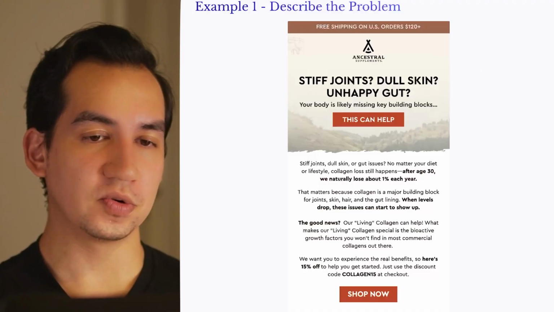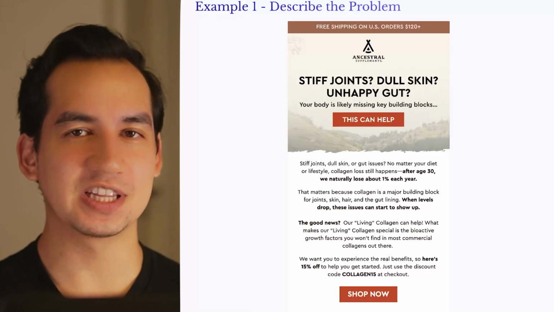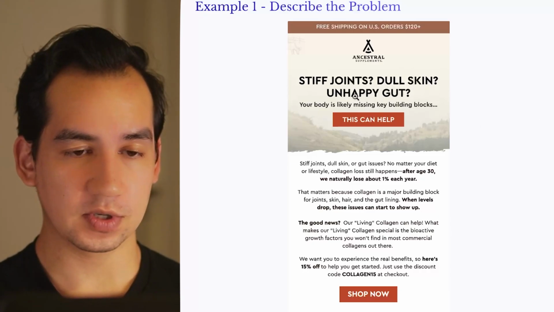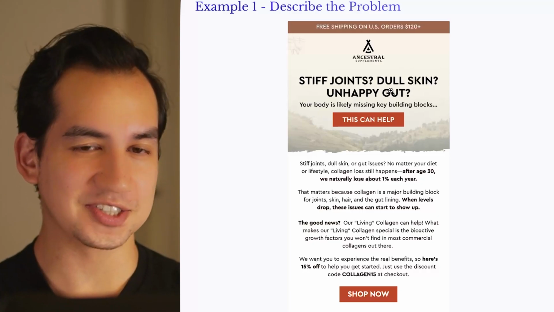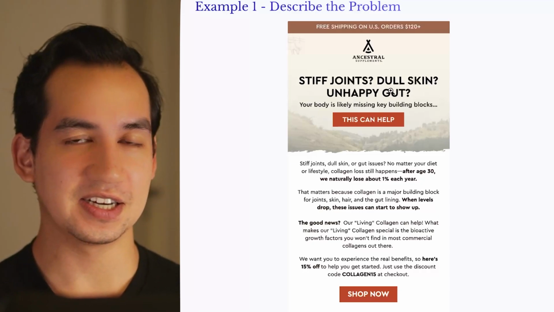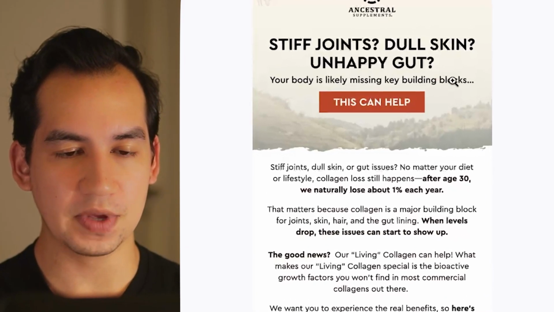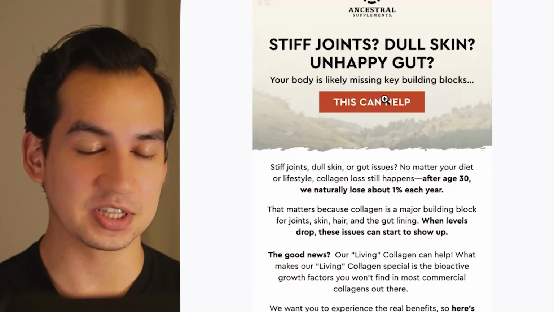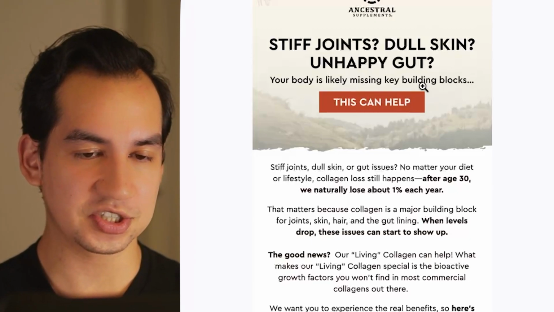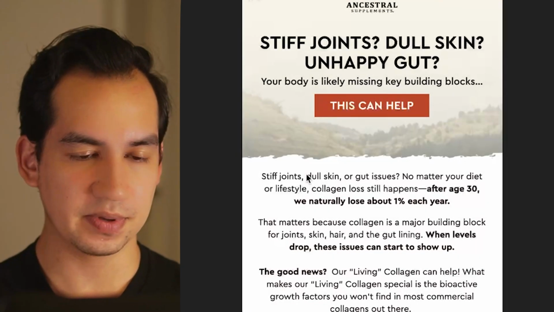All right, so here's an example of a campaign that is describing the customer's problem. So this one, all right, stiff joints, dull skin, unhappy gut. Basically just calling out the customers' common pain points. Your body is likely missing key building blocks. So, building curiosity about the solution. And then the call to action here, you want this to be above the fold, of course. And then in the actual copy, describe the problem here.